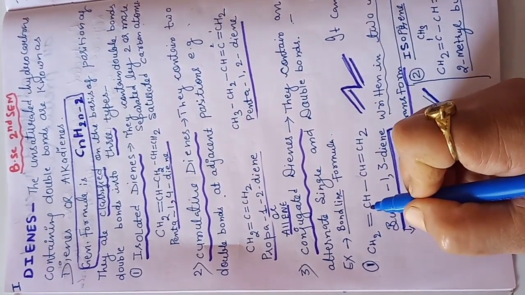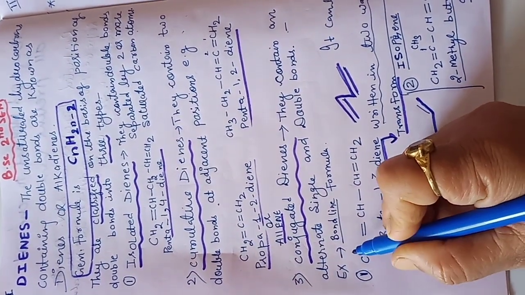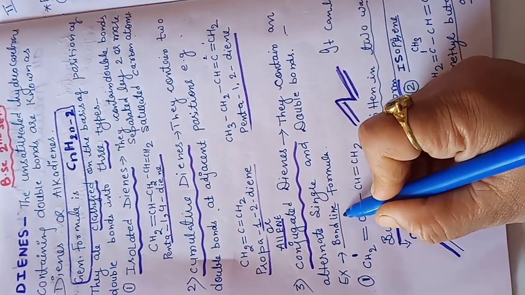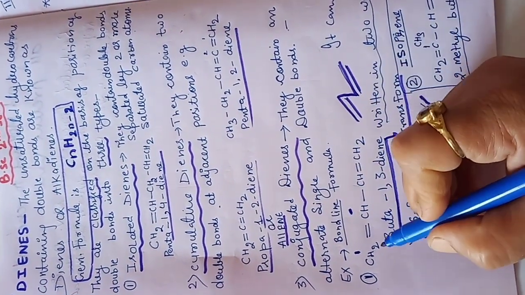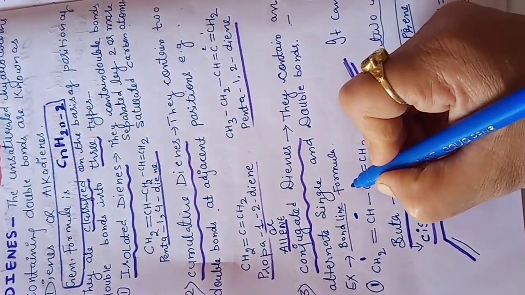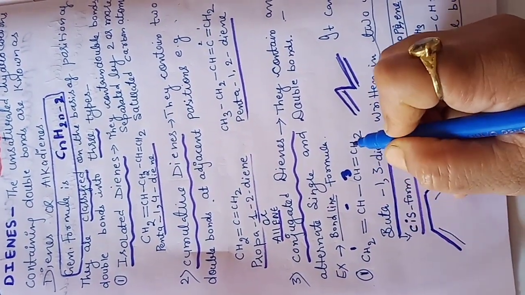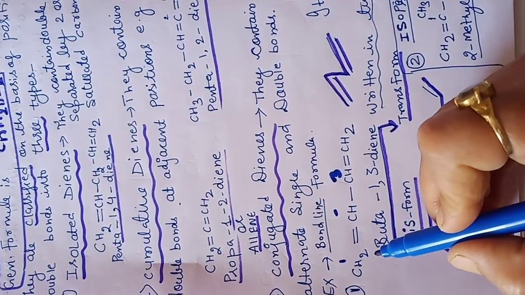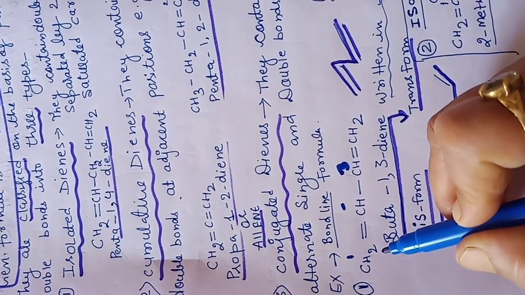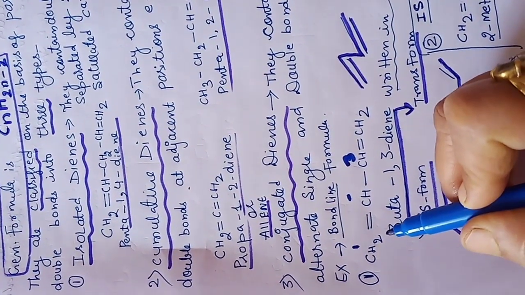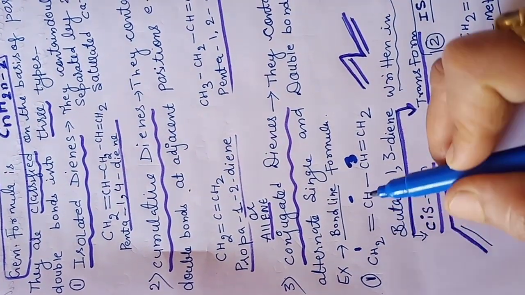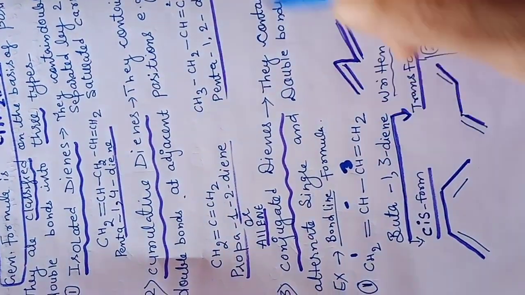So see this here. Where the double bond is present, we can do the numbering from any end: 1, 2, 3 and 4. So it is after the first and after the third carbon. So it is 1,3-butadiene. Once again, we will see this structure. The double bond is after the first carbon, so 1, and it is after the third, so it is 1,3-butadiene.